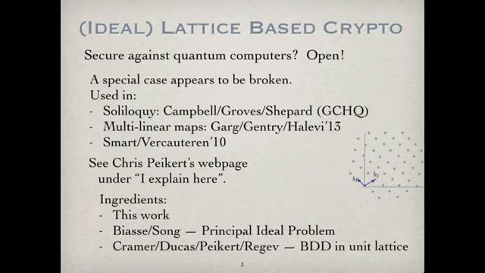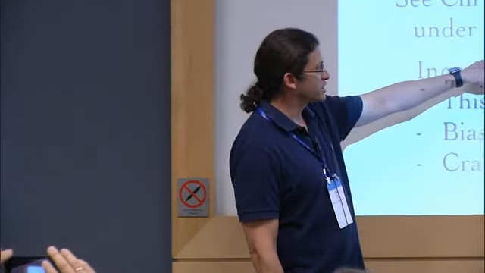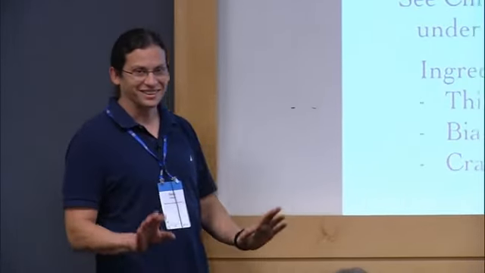The first one is Soliloquy, which is a crypto system that GCHQ was developing. The second one is multilinear maps, and the third one is a homomorphic system by Smart and Vercauteren. Are these broken? They all use the same assumption, so they're all broken, yeah. I can't tell you how it works in this talk, but Chris Peikert has a really nice write-up on his webpage. If you follow that link, it's really nice. But I'll tell you that the ingredients for breaking this are the work I'm going to talk about today. And then Biasse and Song added the principal ideal problem on top of this.